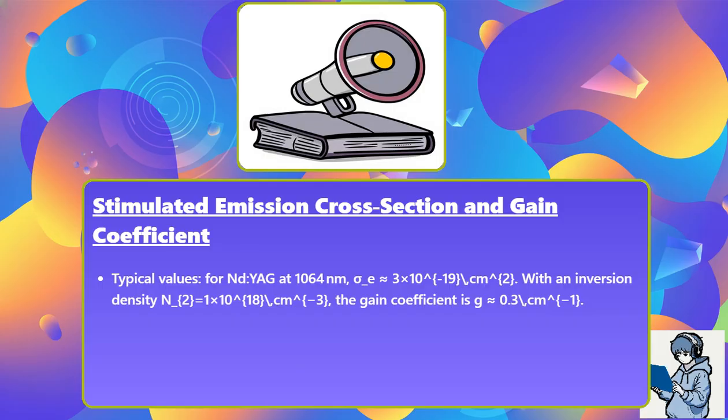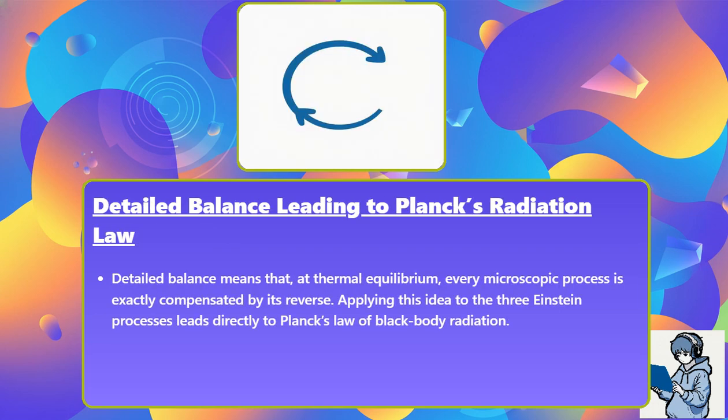Typical values. For Nd:YAG at 1064 nanometers, sigma_e is approximately 3 times 10 to the minus 19 square centimeters. With an inversion density N2 equals 1 times 10 to the 18th per cubic centimeter, the gain coefficient is G approximately 0.3 per centimeter. Detailed balance means that at thermal equilibrium, every microscopic process is exactly compensated by its reverse.